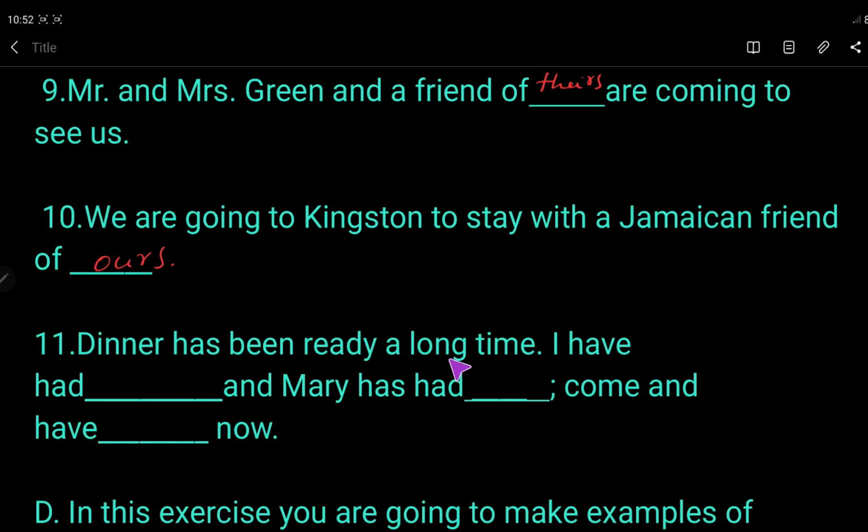"Dinner has been ready a long time. I have had mine." No noun, so we will use a possessive pronoun. "Mary has had hers." Nothing after the blank means no noun, so we will use "Mary has had hers." "Come and have yours now."